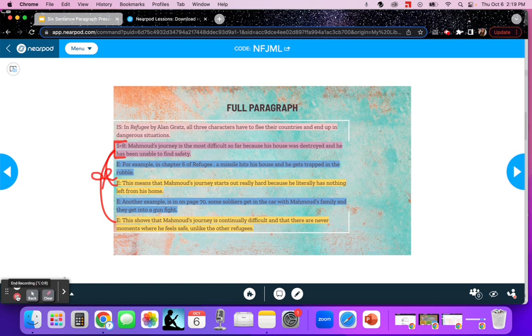Make sure you have completed page 14 in your Refugee Reader's Notebook.